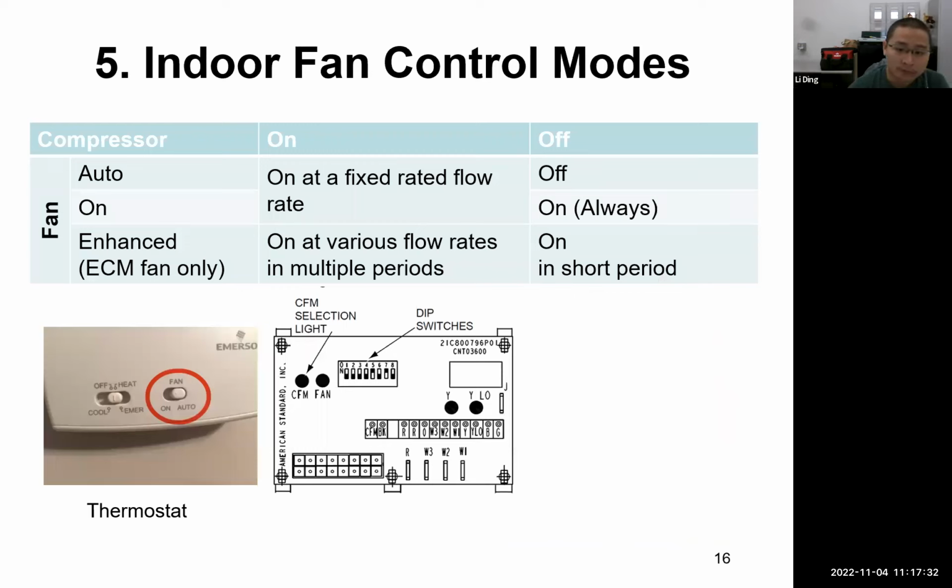So we can talk about the indoor fan control modes. There are different fan control modes. First, auto. This is for general use. When the compressor is on, you can see the fan is on and at a fixed rated airflow rate. When the compressor is off, the fan is off. The second mode is on mode, to keep ventilation. When the compressor is on, the fan is on, the same as the auto mode. But when the compressor is off, the fan keeps running.